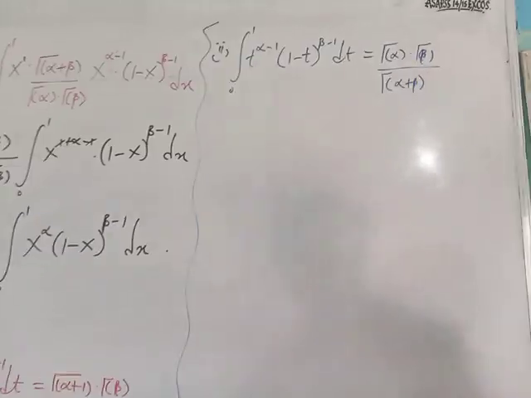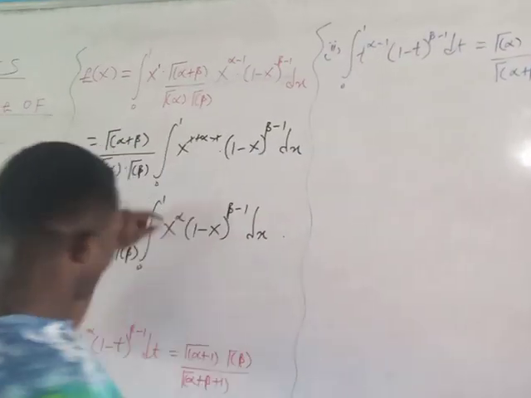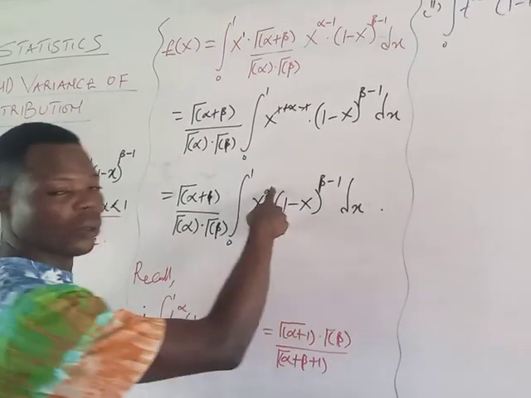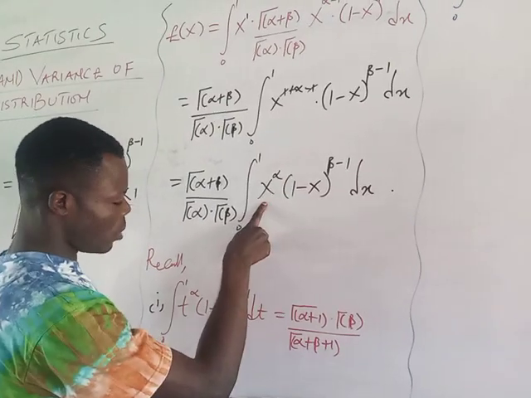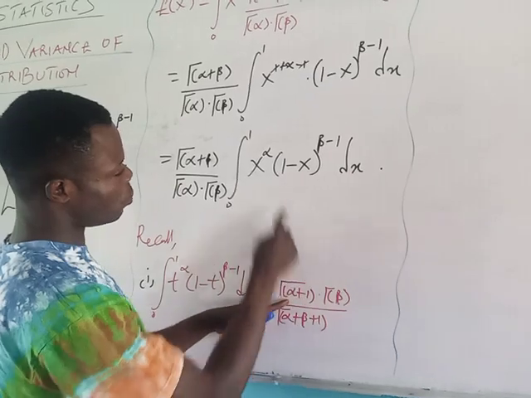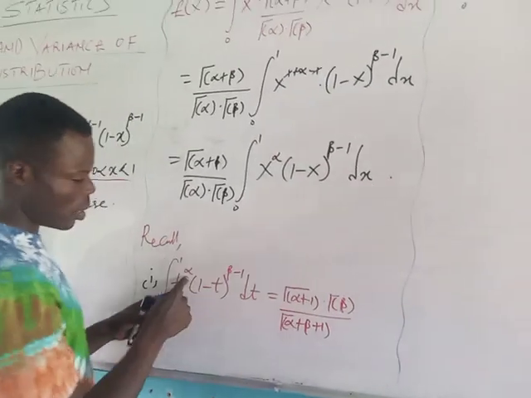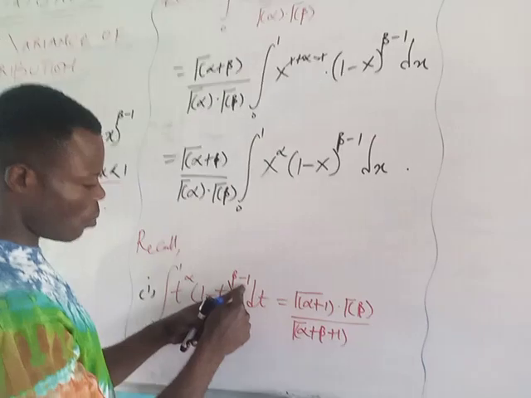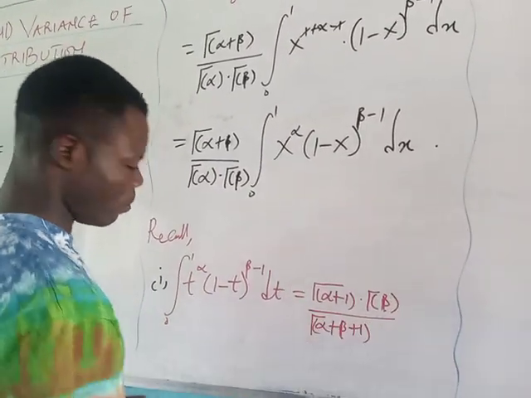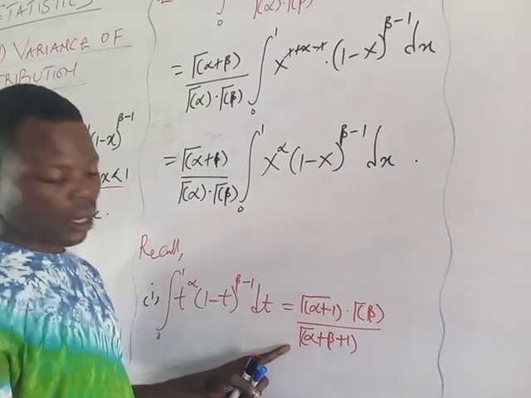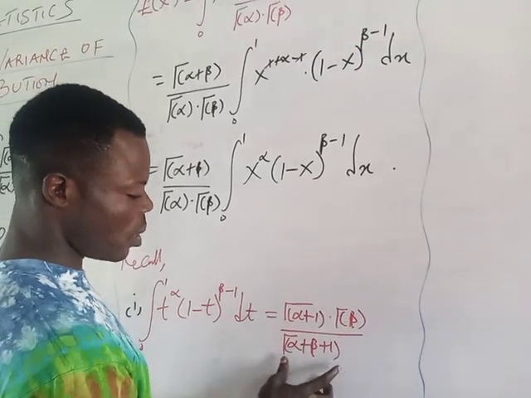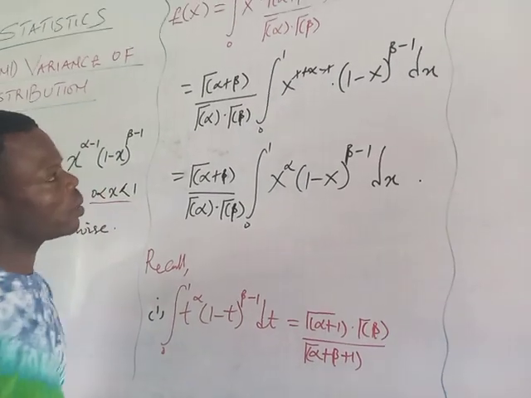The fact remains that we are adding 1 to the power of the variable here. So that is why we have gamma alpha plus 1 for this, and when you add 1 to this, it will become beta. So that is why we have this. Then all over the gamma of this plus this. So that is how we obtain this.